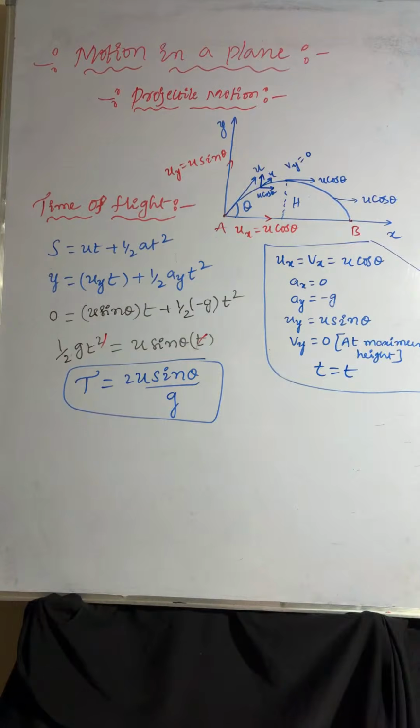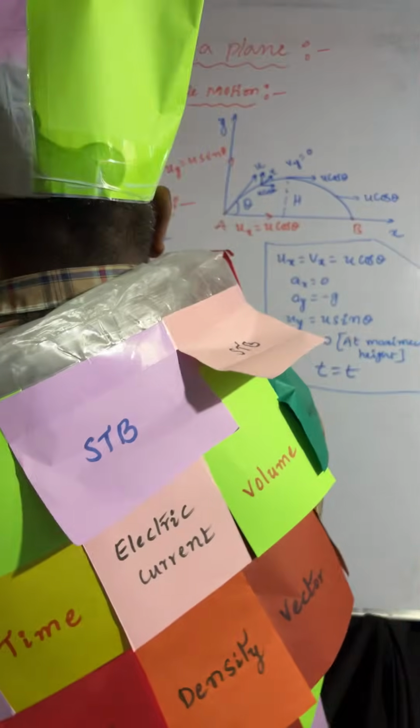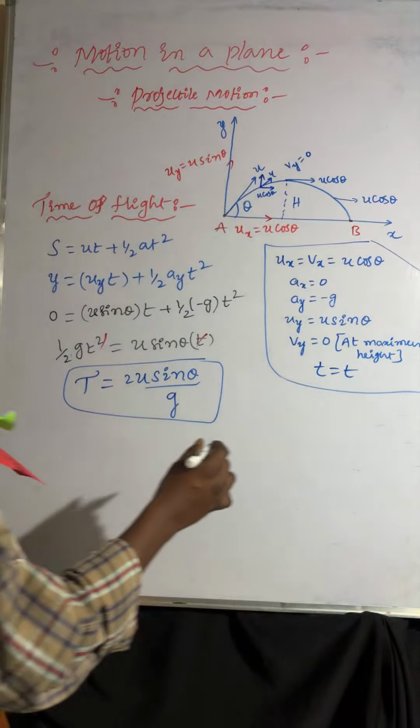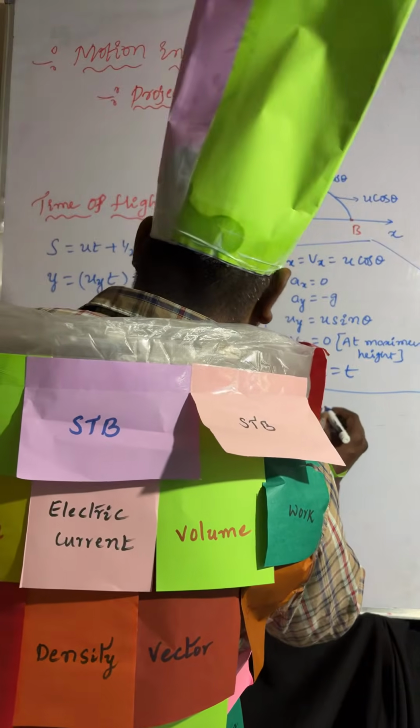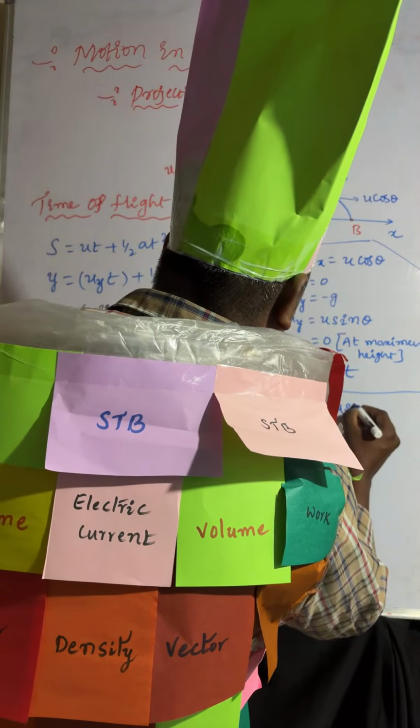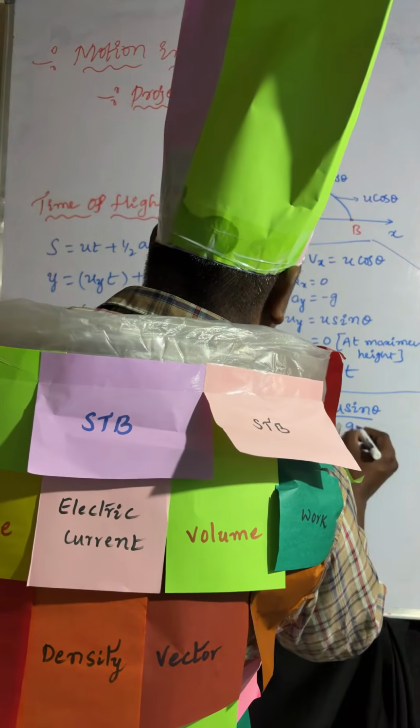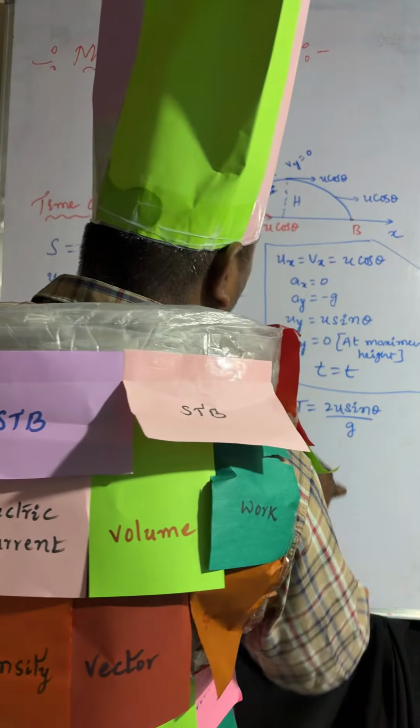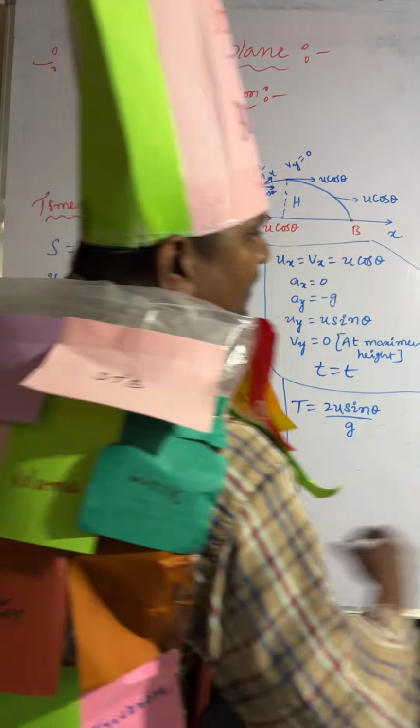Understood or not? You have to think clearly in which direction you are taking and what quantities you are substituting, so you should be careful while substituting. So time of flight equals 2u sin theta by g. I'm writing here t equals 2u sin theta by g. This is equation one, so you can keep it aside.